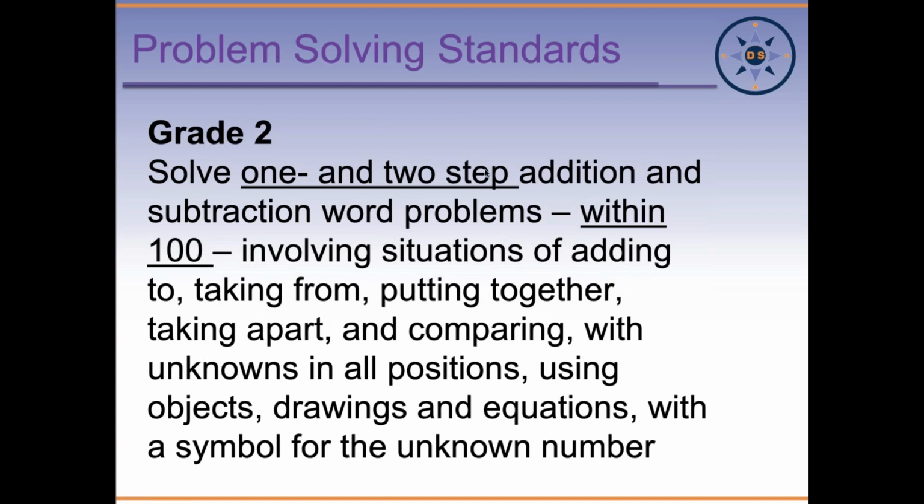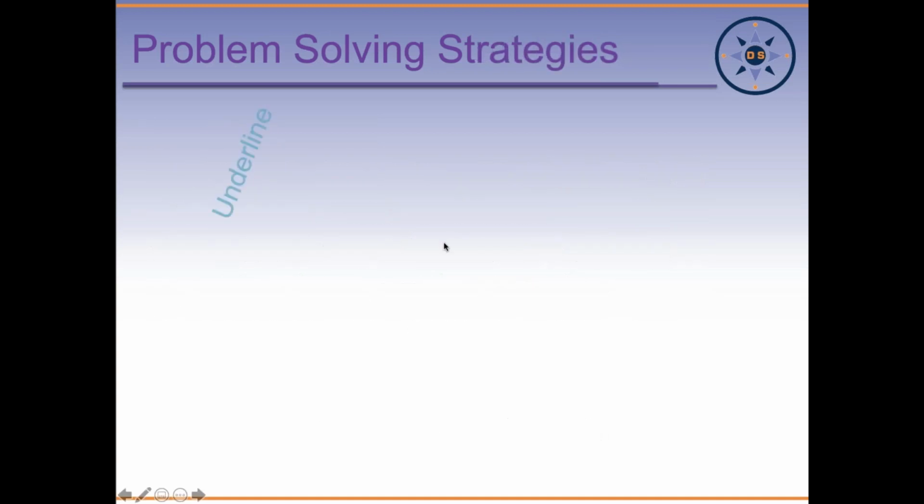And I'm just going to show you grade 2 is 1 and 2 step, and the rest is all the same within 100. They need to do an equation, and they need to use a symbol for the unknown. In 4th grade, they need to start using a letter for the unknown.